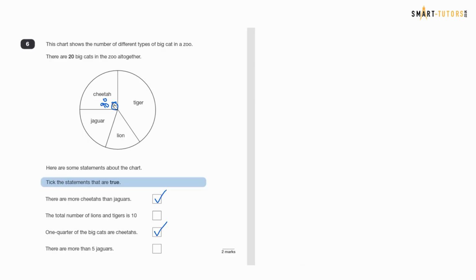So, lions and tigers. But it can't be true because half of 20 is 10 and tigers and lions together are more than a half, which means it's more than 10, so it can't be true. There are more than 5 jaguars. That also can't be true because a quarter of 20 is 5 and the section for jaguar is less than 5. Well done.